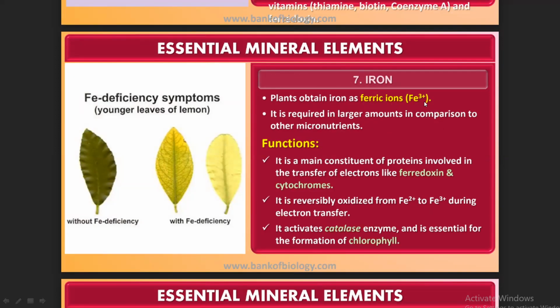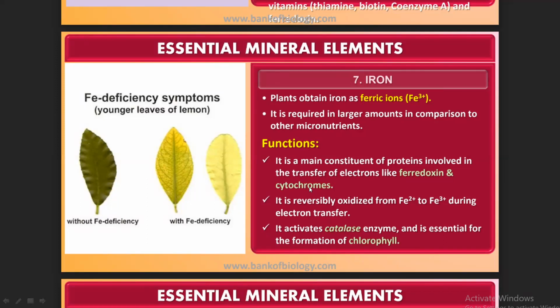Next, we'll go to iron. Plants obtain iron as ferric ions. This we had done. So you can see the change in color of the leaf. This is without Fe deficiency, means in this there is iron present. Whereas if you remove iron from the soil, the leaf will lose chlorophyll and it will turn yellow. So that's why it is the main constituent of electron transport chain, pyridoxine and cytochromes.